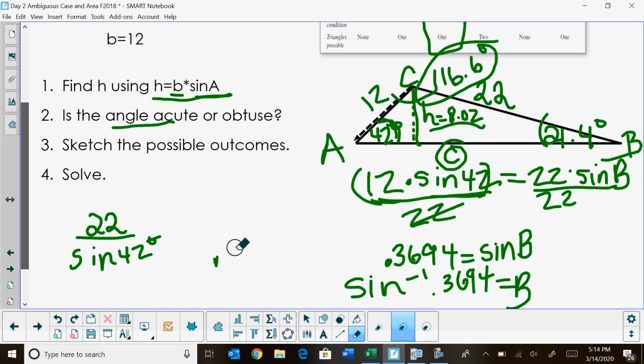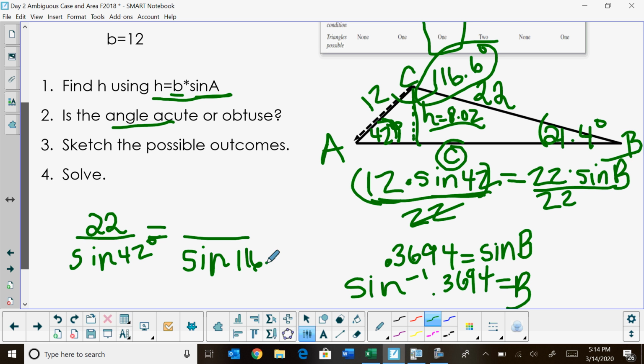I'm going to set up my ratio for law of sine. 22 is A. Sine of the angle A is 42. I now know C is 116. So I'm going to take sine of 116.6 degrees and solve for side C. So let's do a cross multiplying. So this time it's 22 times sine of 116.6.